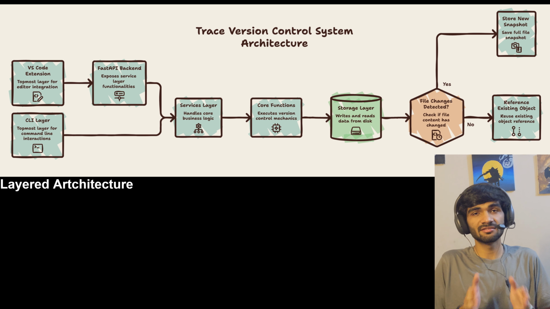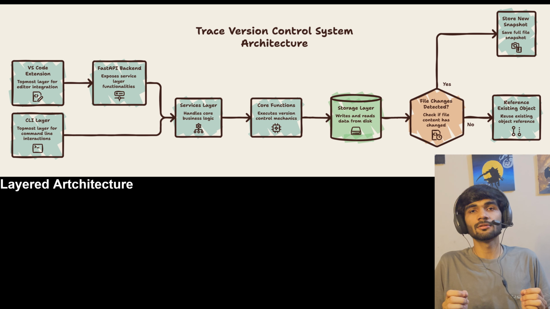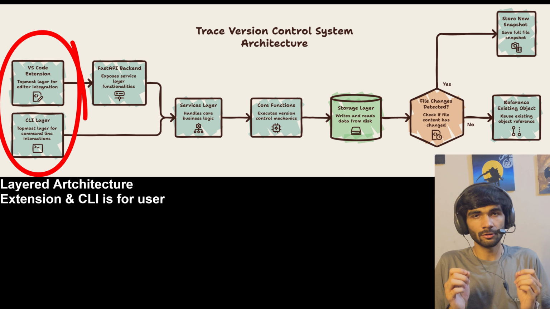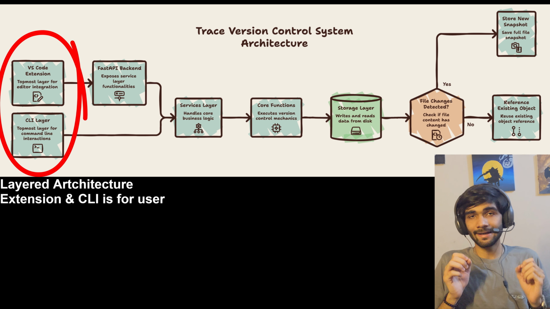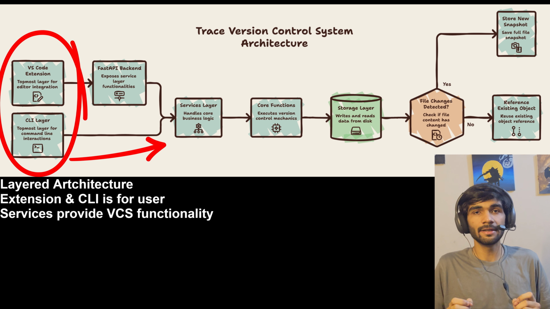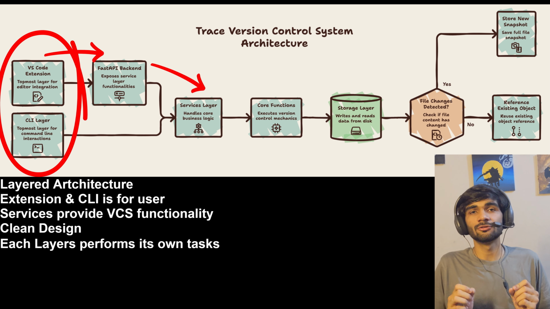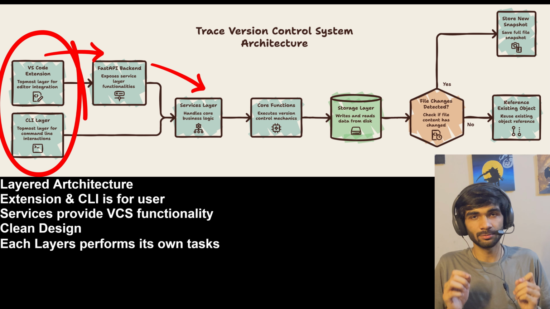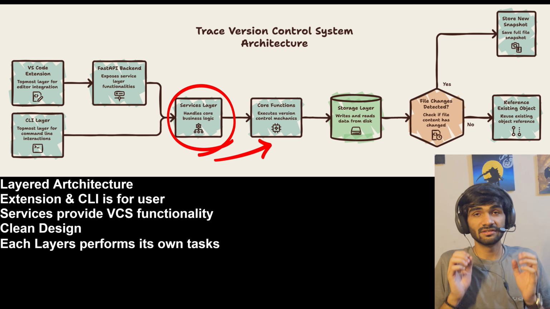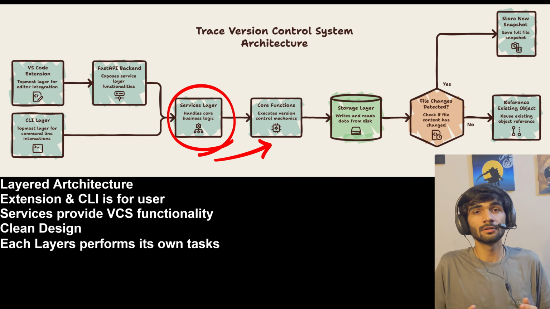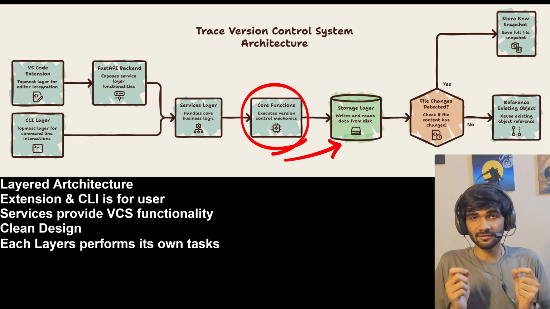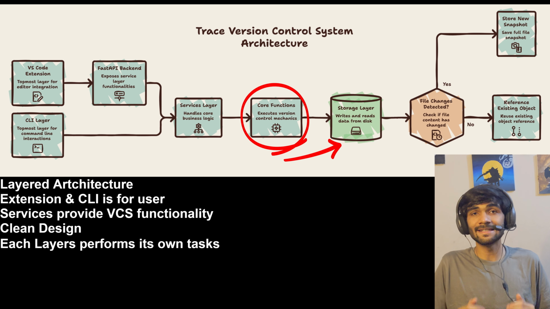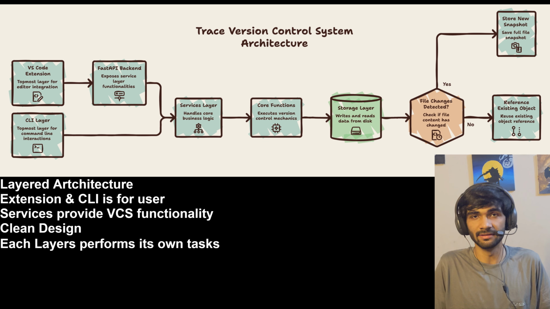Under the hood, Trace is split into layers. The VS Code extension and CLI layer are the topmost layers. The CLI layer directly uses the services layer functionality, and the VS Code extension uses the FastAPI backend that exposes service layer functionalities. The services layer calls the core functions of Trace, and core functions call the storage layer of Trace that actually writes and reads the data from the disk.